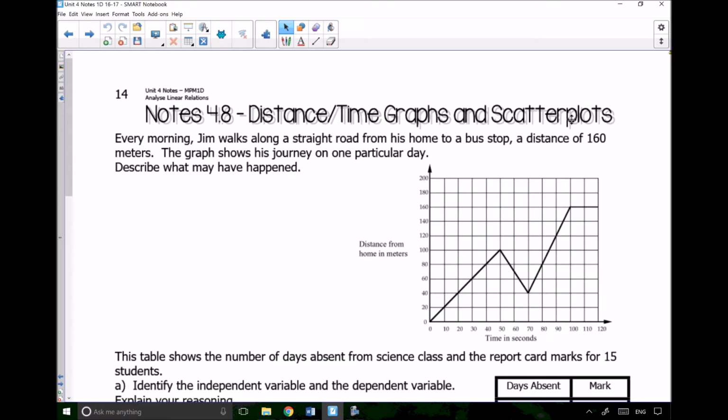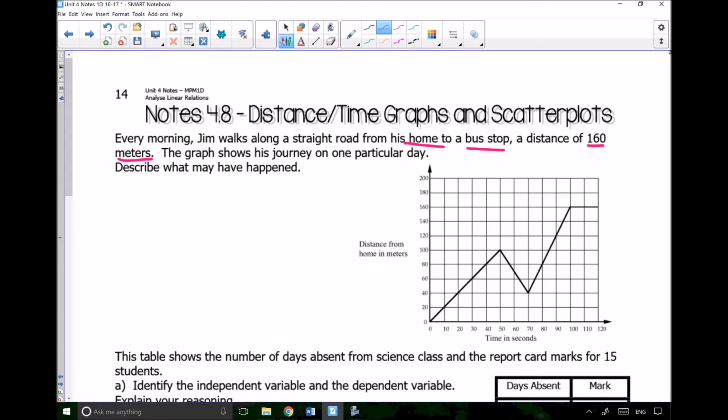So let's take a look at our first scenario that we have here. It says that every morning Jim walks along a straight road from his home to a bus stop. So he's walking from his home to a bus stop, a distance of 160 meters. So that's really important, the fact that it's 160 meters. The graph shows his journey on one particular day. Describe what may have happened.